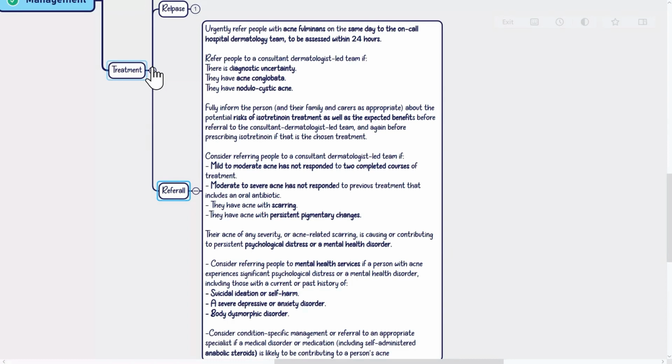disorder. Consider referring people to mental health services if a person with acne experiences significant psychological distress or a mental health disorder, including those with a current or past history of suicidal ideation or self-harm, a severe depressive or anxiety disorder, or body dysmorphic disorder. Consider condition-specific management or referral to an appropriate specialist if a medical disorder or medication, including self-administered anabolic steroids, is likely to be contributing to a person's acne.